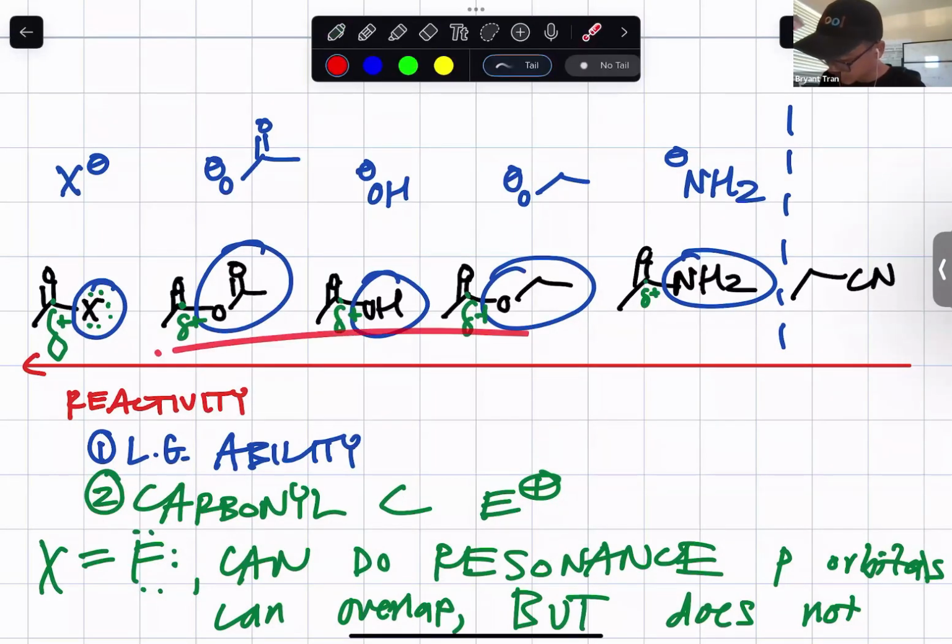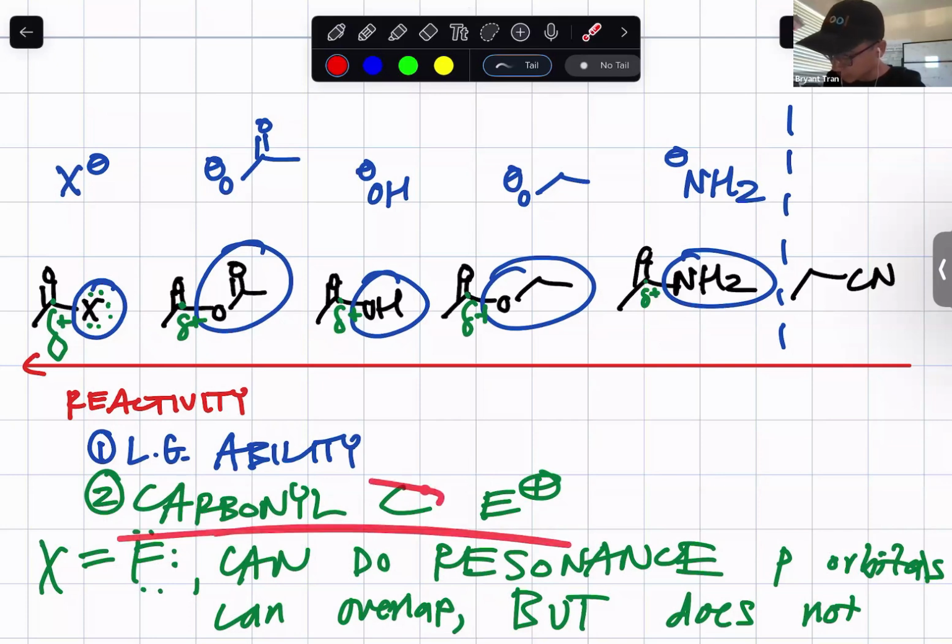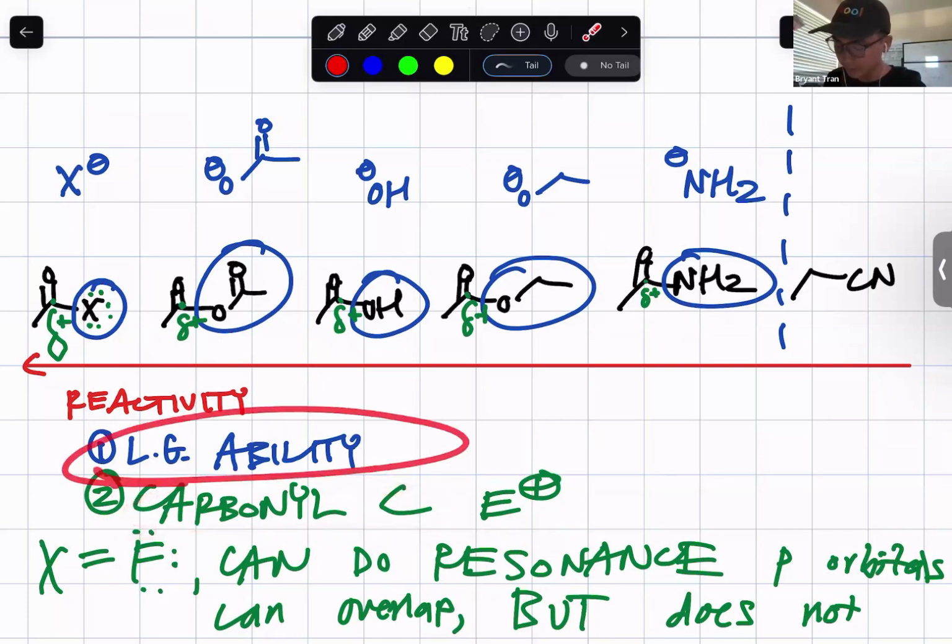Right. Smaller than the acyl halide, but bigger than the amide, because the amide here, the nitrogen, is donating more electrons to the carbonyl right there. Okay. So the electrophilicity of the carbonyl carbon is not as big a factor as the leaving group ability. The leaving group ability is a bigger factor here.